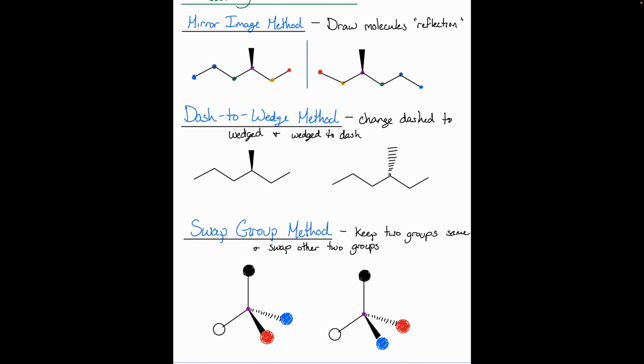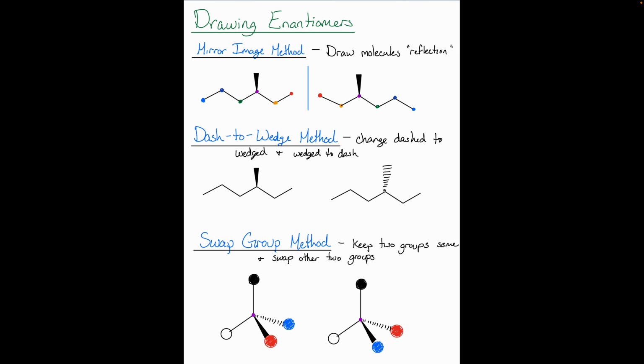All right, so all three of these methods here are methods that we could use to draw enantiomers, to draw these mirror image pairs of molecules. You're going to be asked to do all three of them, and more importantly, we want to be able to recognize when we're looking at a molecule that's the same molecule or a molecule that is an enantiomer. So we want to get good at practicing drawing these mirror image pairs here. We could either use our mirror image method, our dash to wedge method, or our swap group method. Any one of these is a way to draw a pair of enantiomers.